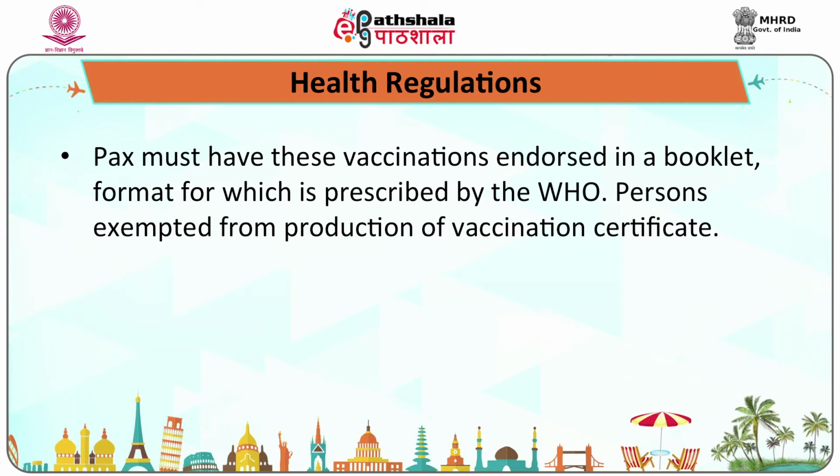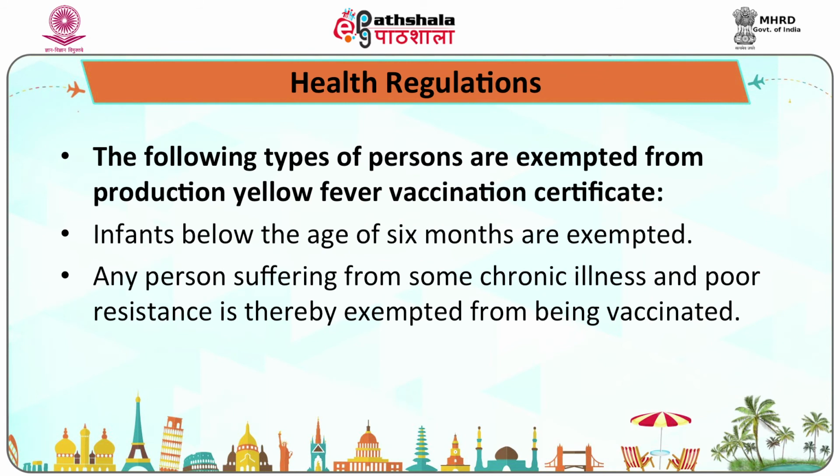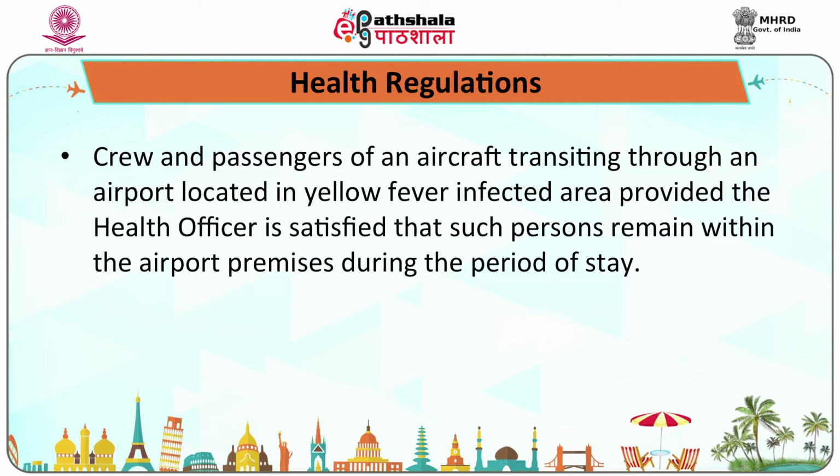Persons exempted from production of a vaccination certificate. The following types of persons are exempted from production of a yellow fever vaccination certificate: infants below the age of 6 months are exempted. Any person suffering from some chronic illness and poor resistance is thereby exempted from being vaccinated. Crew and passengers of an aircraft transiting through an airport located in a yellow fever infected area are exempted, provided the health officer is satisfied that such persons remain within the airport premises during the period of stay.